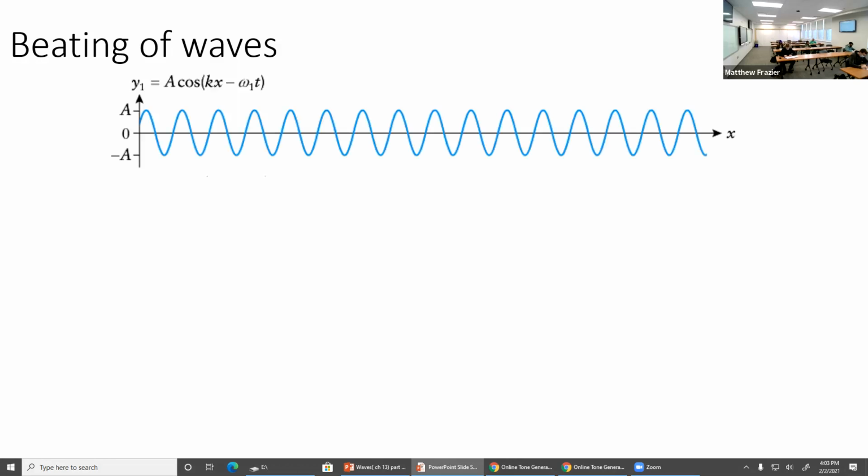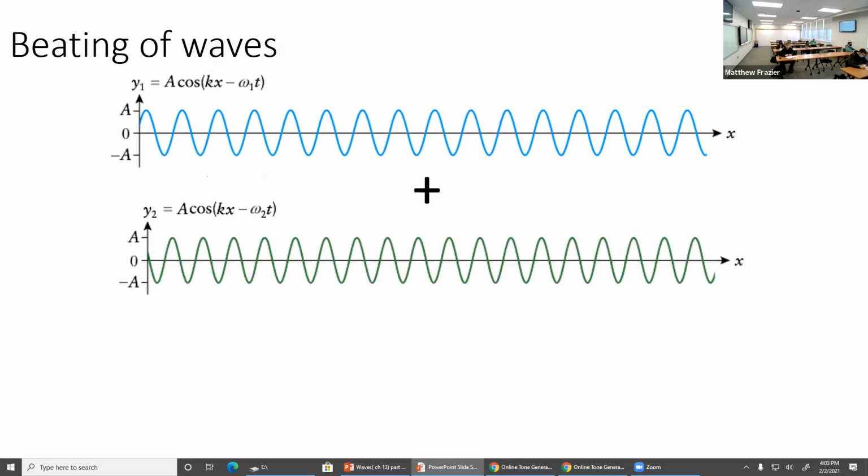But for the mathematical description, we have two waves. Here's the first one, which has one frequency, in this case angular frequency omega 1. And the counting frequency f is omega over 2 pi. Then we're going to add a second one that is slightly different, in this case a little bit faster, a little bit higher pitch.